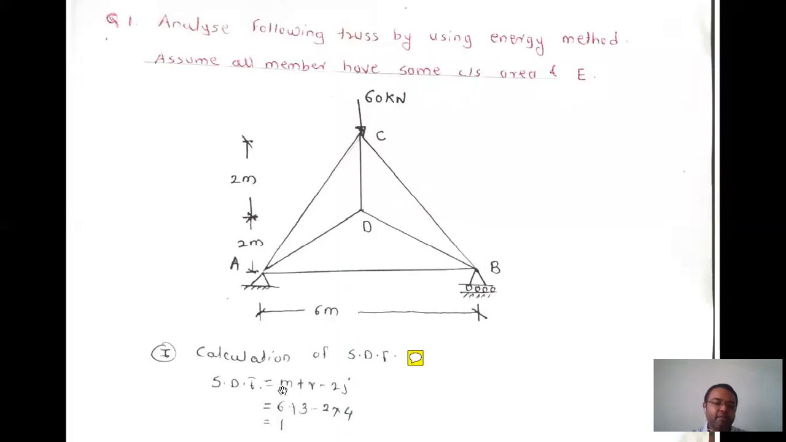Next, what is the number of members? 1, 2, 3, 4, 5, and 6. So these are a total of 6 members. What is R? R is the number of unknown reactive components. At A there is a hinge support. For a hinge there will be 2 reactive components. At B there is a roller support, for which there is a single reactive component. So 2 plus 1 is 3, so R equals 3. Putting all the values, we get total SDI equals 1.